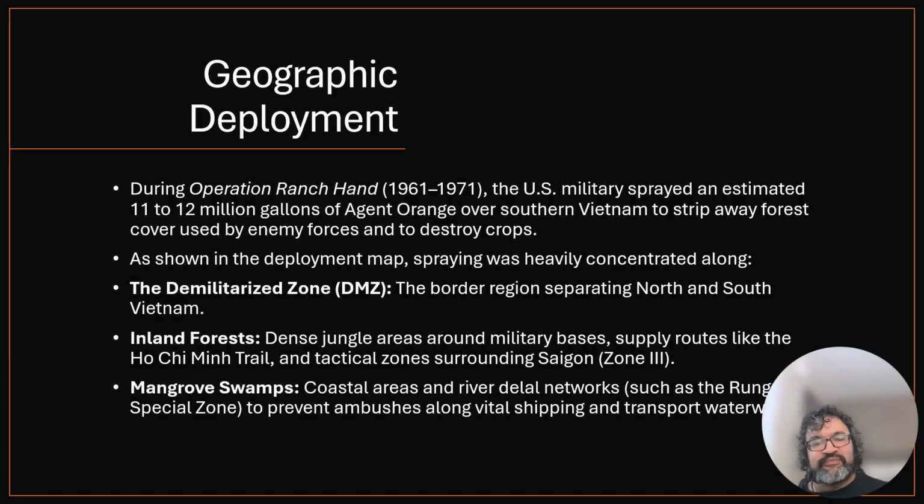So what is the geographic deployment? This was used during something called Operation Ranch Hand for 10 years, and the U.S. military sprayed an estimated 11 to 12 million gallons of Agent Orange over southern Vietnam to strip away forest cover used by enemy forces and to destroy crops. As you know, a lot of the Vietnam War was guerrilla warfare, so people would be hiding out in the trees during the war. And so if they clear the underbrush, then they're not able to hide.